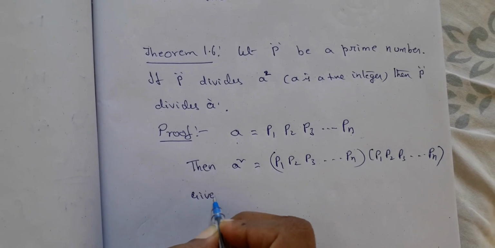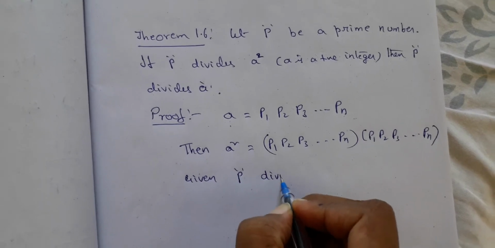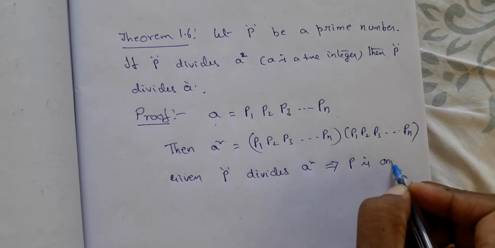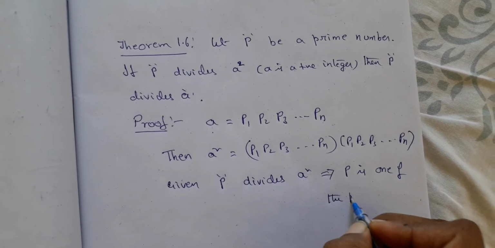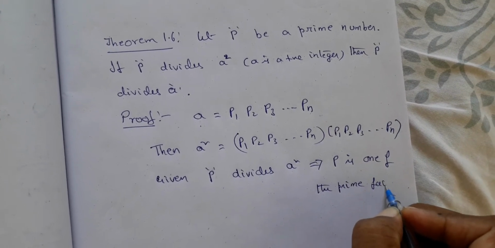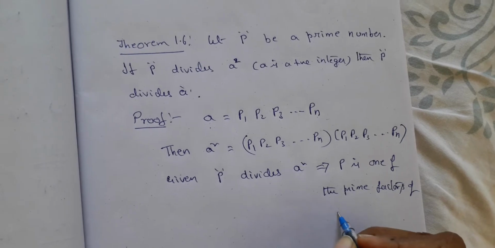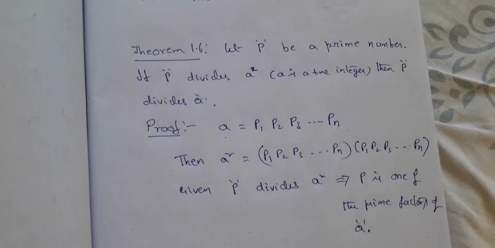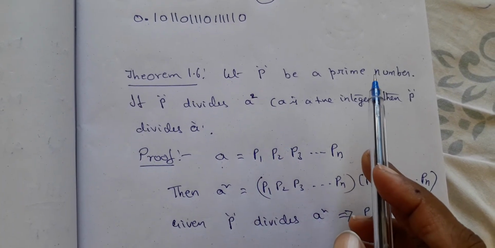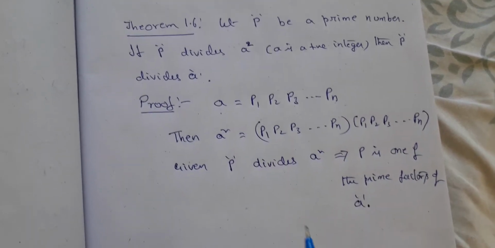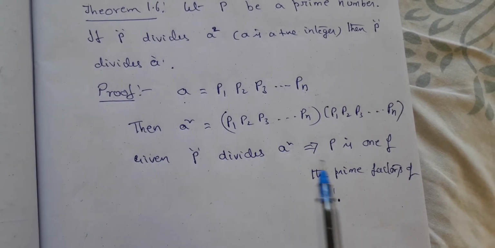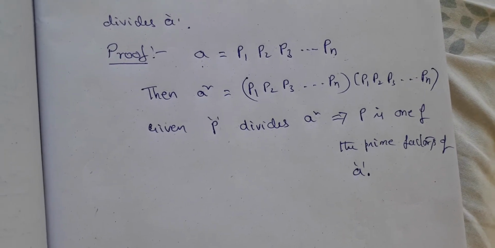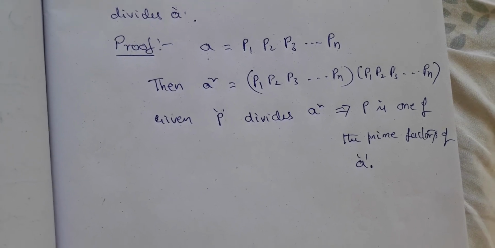So what is given, we'll write. Given P divides A square implies P is one of the prime factors of A. Is it not? So when he says that P is a prime number, in the theorem what did we consider? P is a prime number which divides A square. So therefore, if P divides A square, obviously P is one of the prime factors of A. Yes, then fantastic. So if that is the case, you have the uniqueness condition also, is it not?